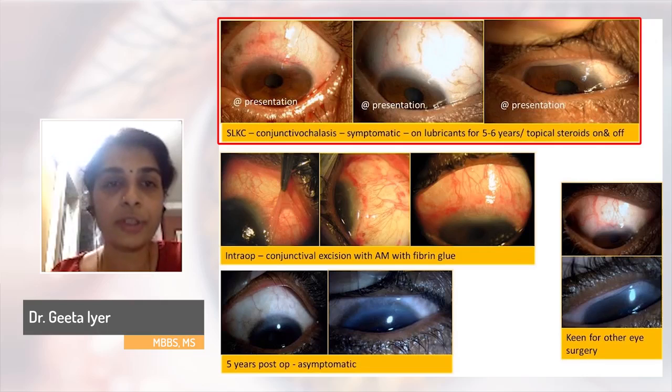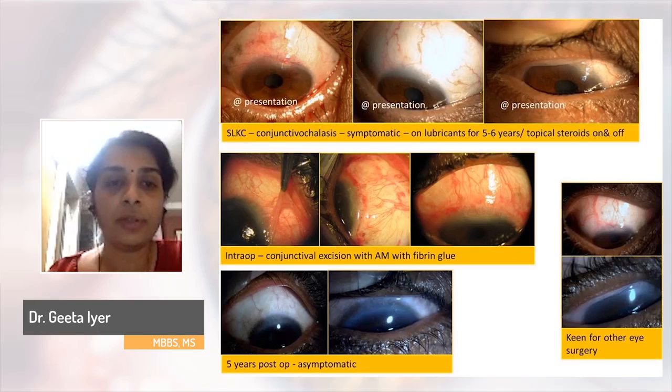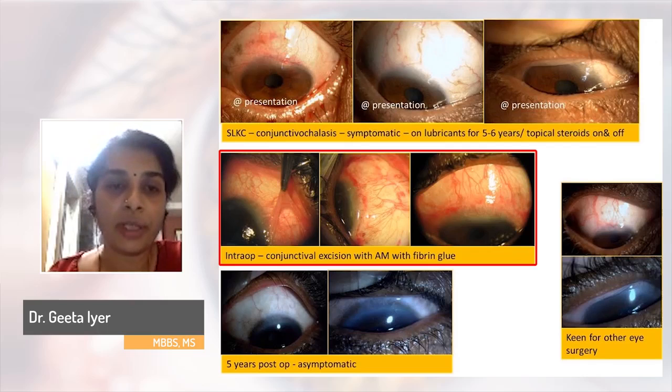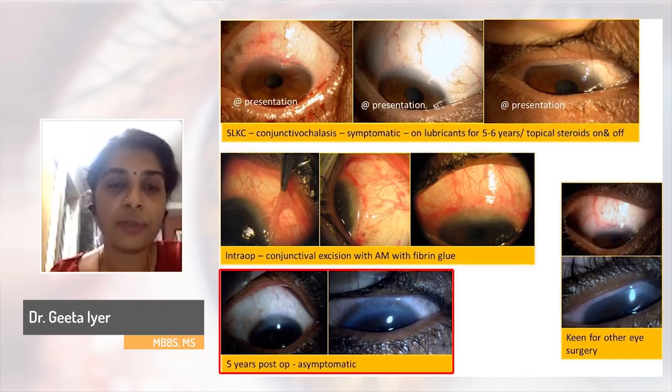And this was one particular patient where we decided to go ahead with an excision of the chalasis because he was extremely symptomatic, and you can actually see the tenting of the conjunctiva when you lift it up with the forceps, which indicates the extent of looseness of the tissue which needs to be excised. And this patient underwent an excision of the excess of conjunctival tissue along with amniotic membrane. And this is the same eye 5 years post-operatively where he's absolutely asymptomatic.